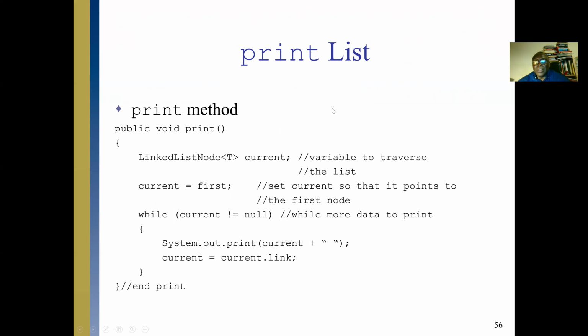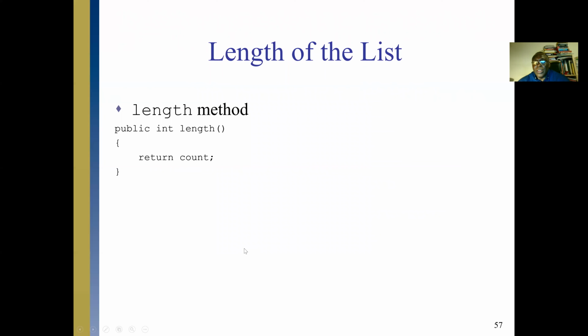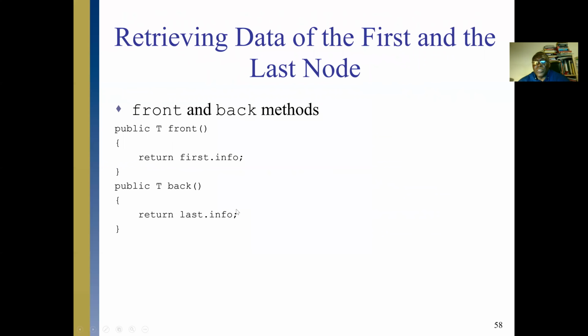And we can print the items in the list. Using while current not equal to null, we can see that we are using a second pointer to go through the items in the list. While we are going through each, we will print it using System.out.print. And for the length of a list, we return the count, which will be a special variable in our instance variables. Anytime we insert an item, we increment the count. Anytime we remove an item, we decrement the count.